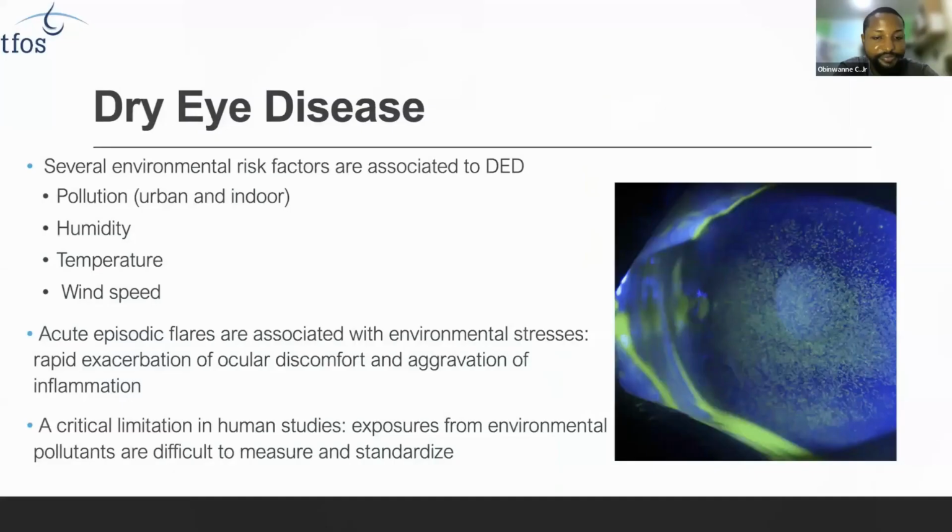Great. Okay. So dry eye disease is probably the most common ocular surface disease that we see, just point blank, but it also is the one probably most impacted by environmental exposure. And we've been talking about that. Pollution, urban and indoor, humidity, temperature, wind speed. And we've also talked about, or at least referred to, acute episodes that may correlate with environmental stresses, such as changes in the weather that can affect the surface. We talked a little bit about going to the top of Mount Everest, where the air is very dry and cold, and people present with a dry eye type presentation.